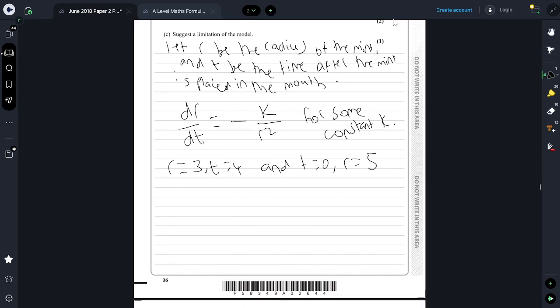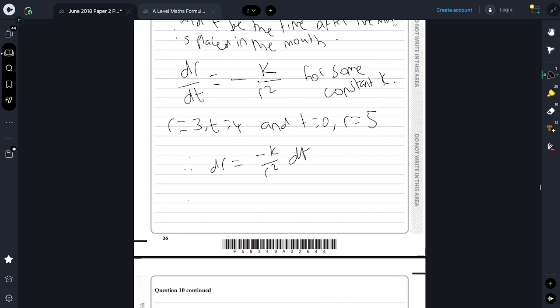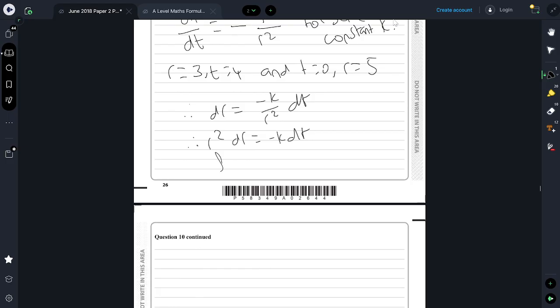So this is when you solve a differential equation. The idea is here to get r in terms of t, get rid of this derivative. You separate the variables, so you put r on one side and t on the other. So we can times across, so we can say that dr is minus k over r squared dt. And then to get r on this side, we're going to times by r squared. So you get r squared dr is minus k dt. And that's great news. Now we can just integrate both sides. So the integral of r squared dr is minus k lots of the integral of 1 dt. You can bring the constant out.